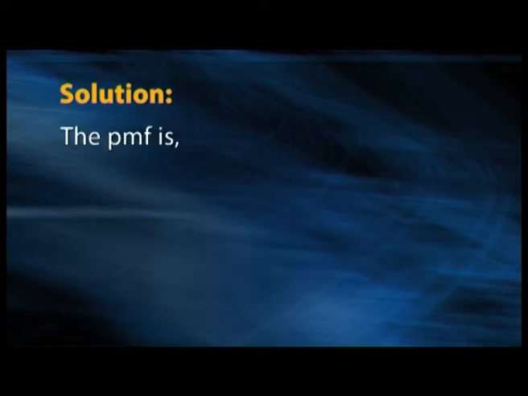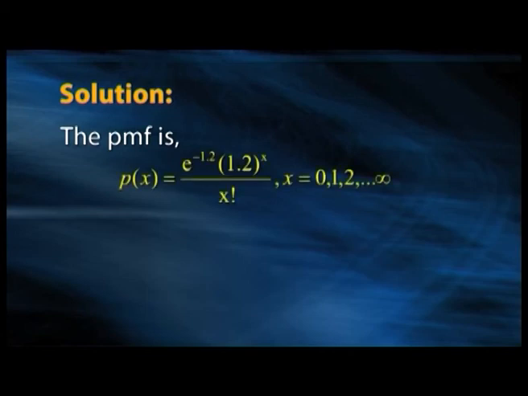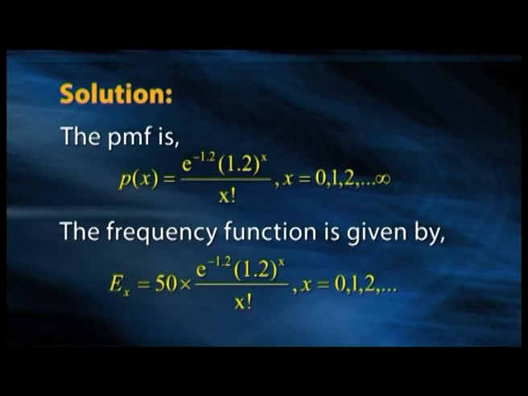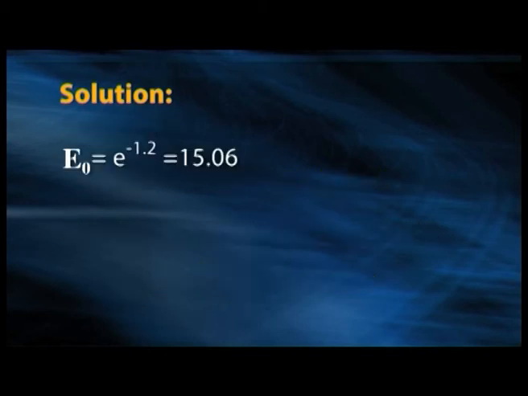The probability mass function is e power minus 1.2 into 1.2 power x by x factorial, where x takes values 0, 1, 2, etc. up to infinity. The frequency function is given by E(x) is equal to 50 into e power minus 1.2 into 1.2 power x by x factorial, where x takes values 0, 1, 2, etc. E(0) is equal to 50 e power minus 1.2, which is 15.06.